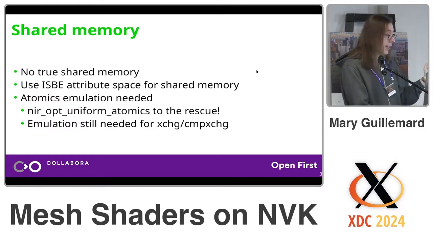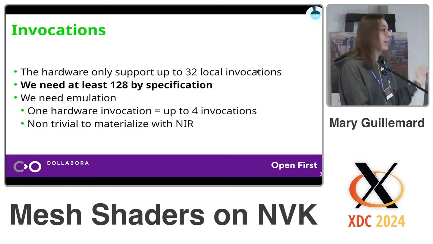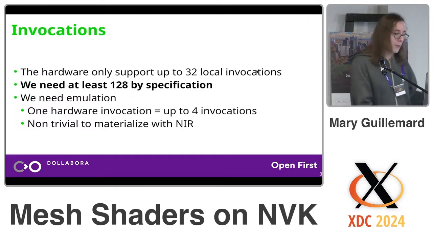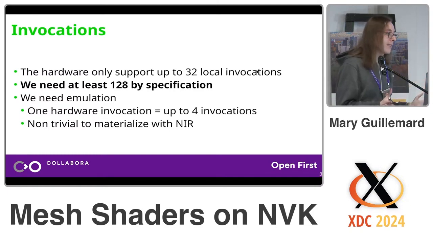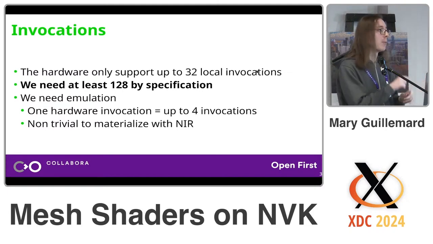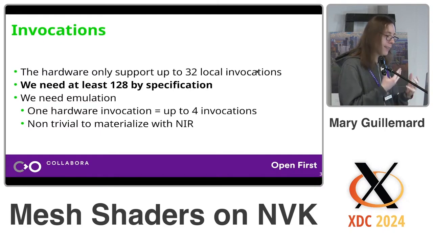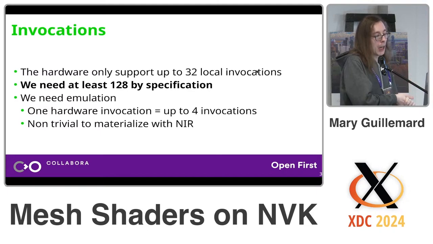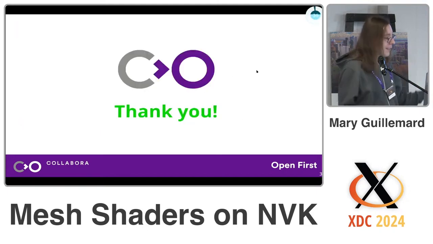The real elephant in the room now is around the invocation. Because we are running on the actual graphics pipeline, we only have 32 local invocations. The spec actually requires 128 of them. And so NVIDIA actually implements that by emulating invocations. One hardware invocation can be up to 4 actual invocations in the shader. That's non-trivial to actually create, I would say. And I had a lot of trouble trying to get that to fit. So yeah, I think that's it.